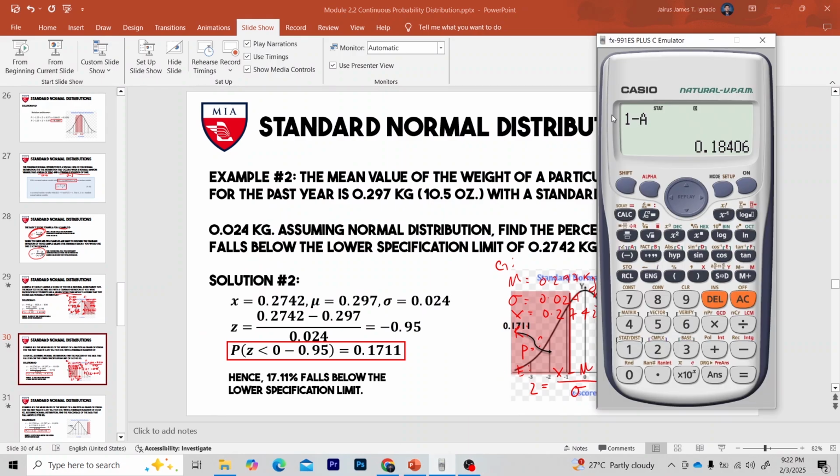So on the calculator, again, shift 1, distribution 1 for the probability. We have negative 0.95. So let's try this. So we have 0.1711.